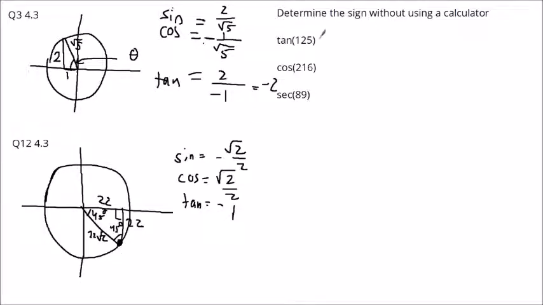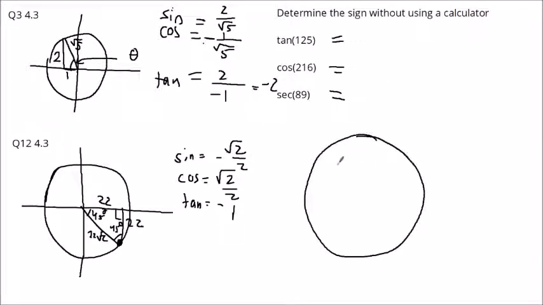So determine the sign of this without using a calculator. Only the sign, right? So we see cosine of, we see tangent of 125. Okay, I'm going to draw a big circle. Tangent of 125 is around here, right? The cosine is negative, and the sine is positive. So automatically it's negative.